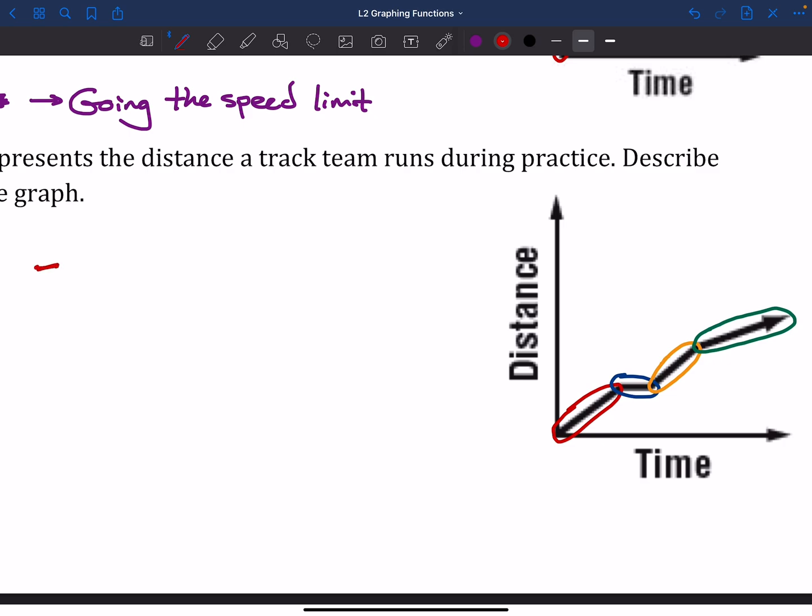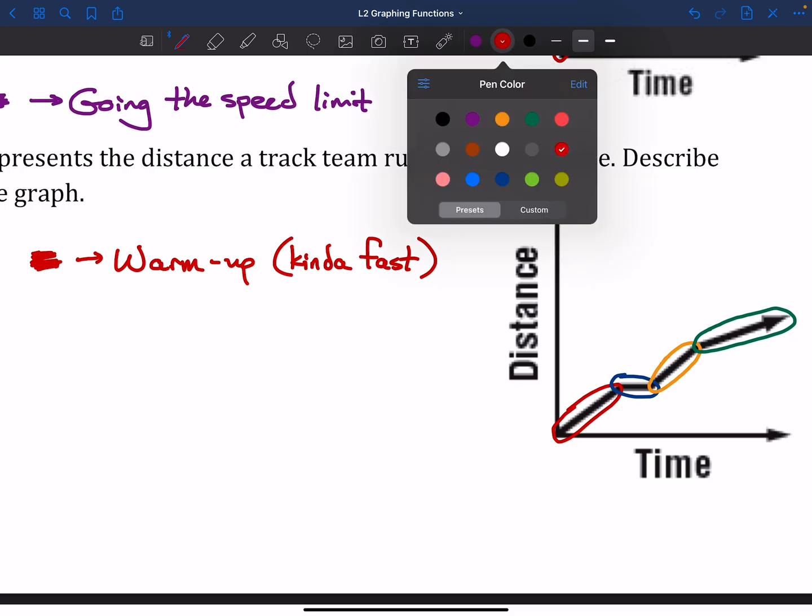So, I'm going to run through it with what I'm thinking is going on. If yours is somewhat similar, then that's awesome. For that red chunk, we're doing some sort of warm-up run, kind of fast. We're covering a good chunk of distance in a decent amount of time. It's not like we're sprinting, but we're covering some decent distance there.